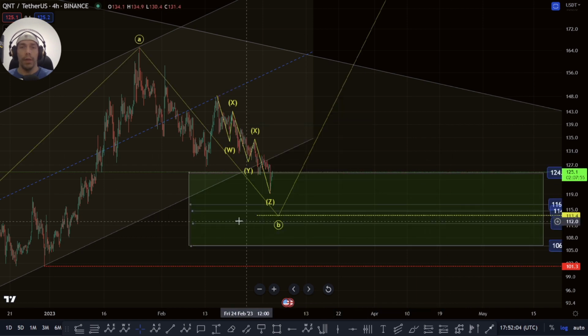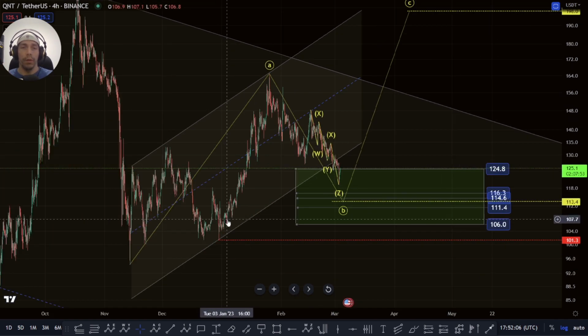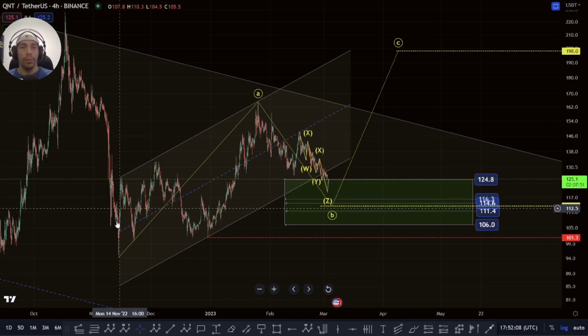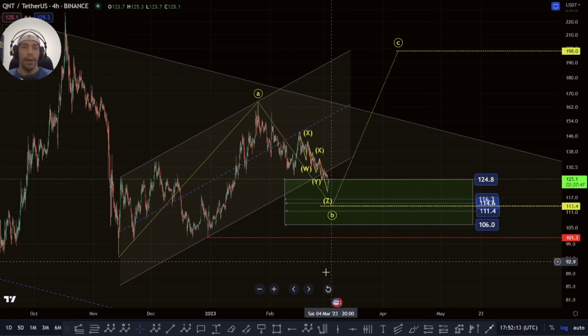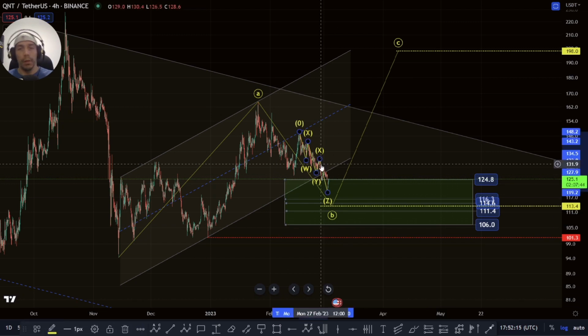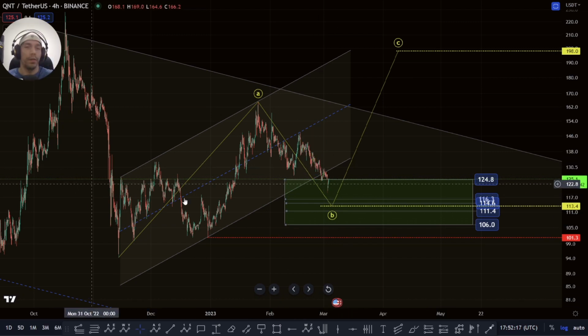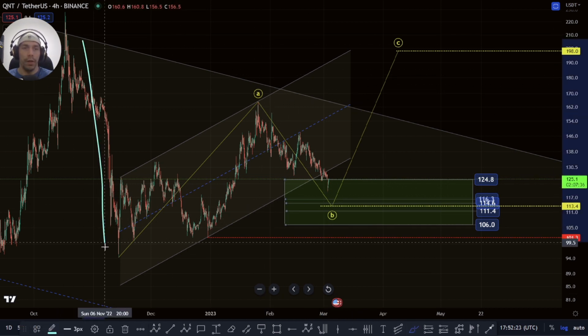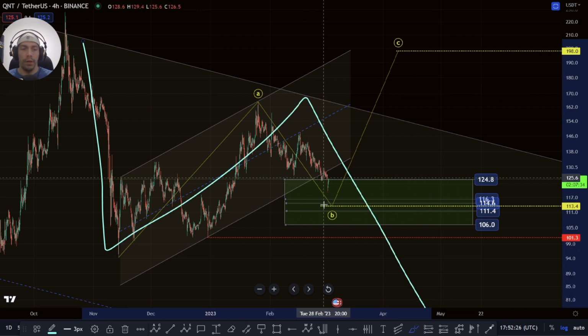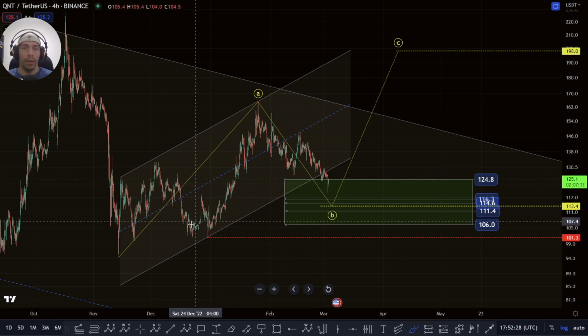Okay, so let's talk about the fact that the B might be incomplete. If the B is incomplete, the only problem is it becomes quite large in comparison to this first wave here. When we start to get moves that are out of proportion like this, it starts to make less sense. That's why if this is going to break down and be an A, B, and a C, I'd like to see this actually start to happen now.